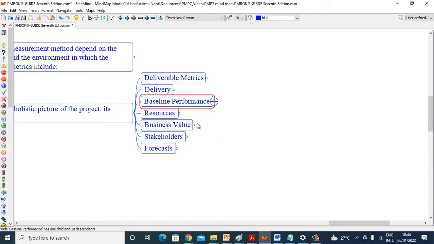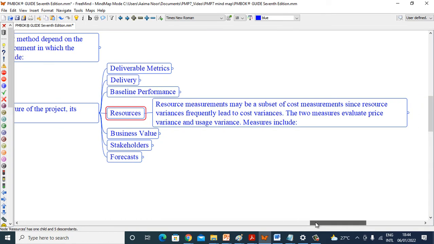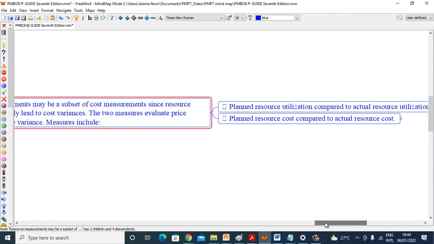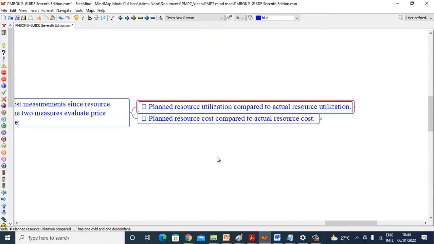Now I'll go to next, that is resources. Resource measurements may be a subset of cost measurement, since resource variance frequently leads to cost variance. The two measures evaluate price variance and usage variance. Measures include planned resource utilization compared to the actual resource utilization, and planned resource cost compared to actual resource cost.